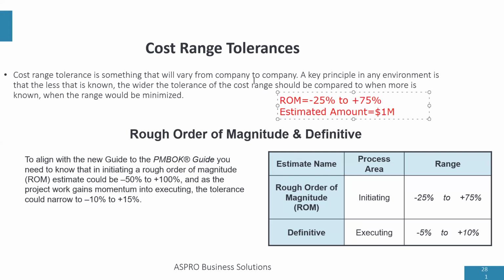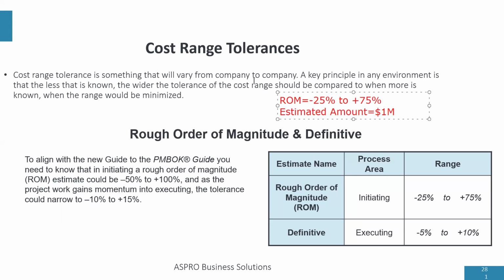So when we use rough order of magnitude, it's just a safeguard to say the worst that can happen on this project is 1.75 million. It's not the actual project budget. I hope you get what I'm saying. It's just a safeguard.